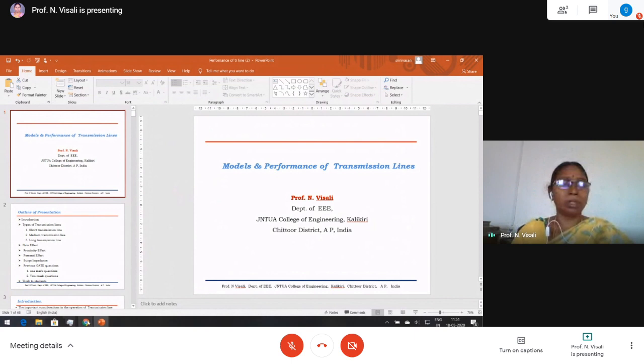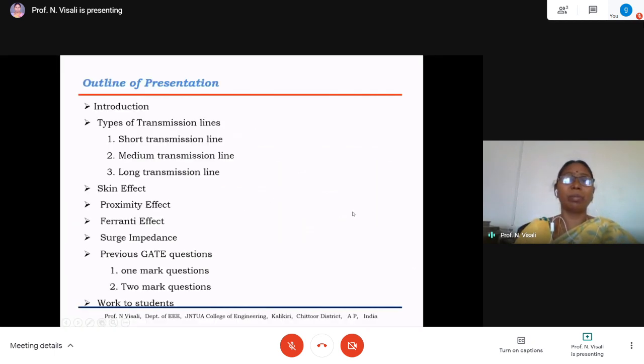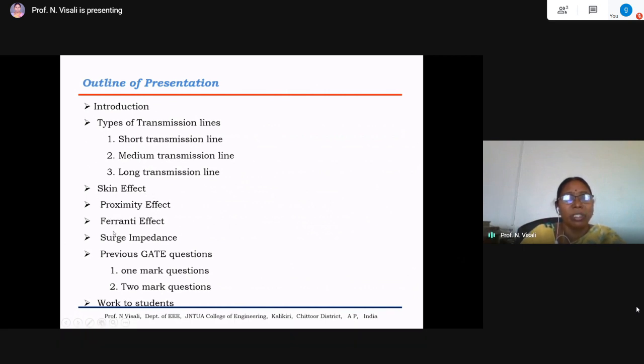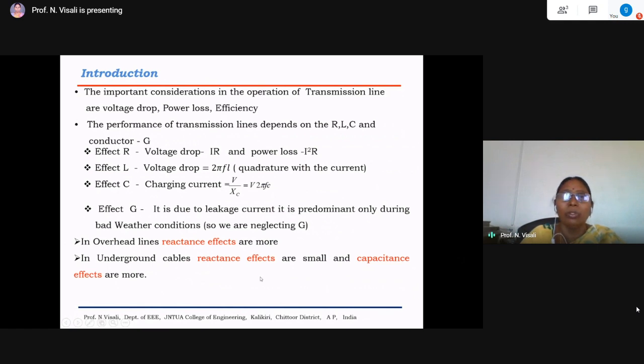Another one is the models and performance of transmission lines. The outline of this presentation is generally: introduction, types of transmission lines depending upon the length, and what are the effects of skin effect, Ferranti effect, surge impedance, and then again GATE questions, and further we can give some problems to work out.